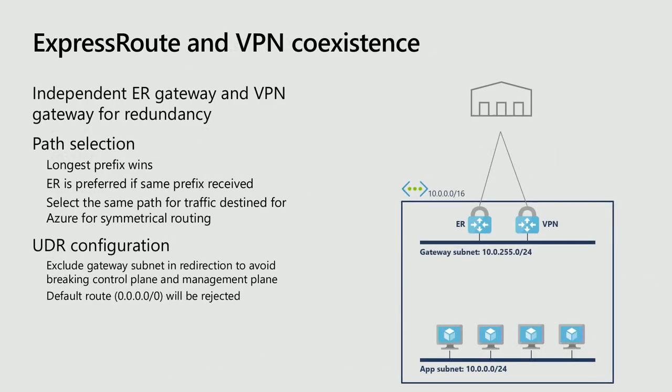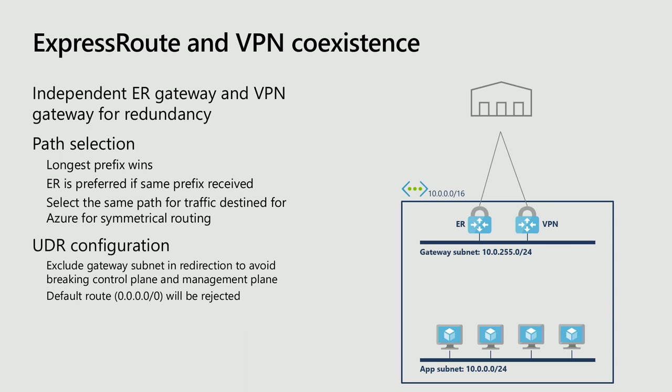The next topic is ER and VPN coexistence. I talked about this before, but it's a very common topic. It's very popular. The design goal is we want to give you redundant connections to your virtual network, right? When you have this setup, we have an ExpressRoute gateway and we have a VPN gateway. So there are two gateways we put on the gateway subnet.